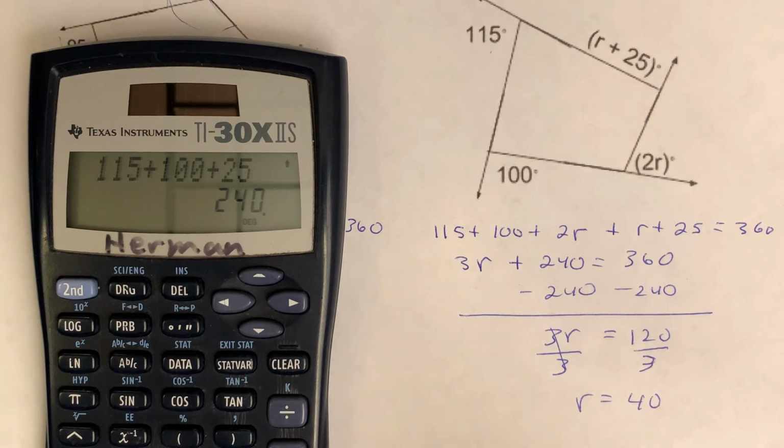So remember, it's not 40 degrees. It's a variable. So we leave it. The degree symbol's already there.